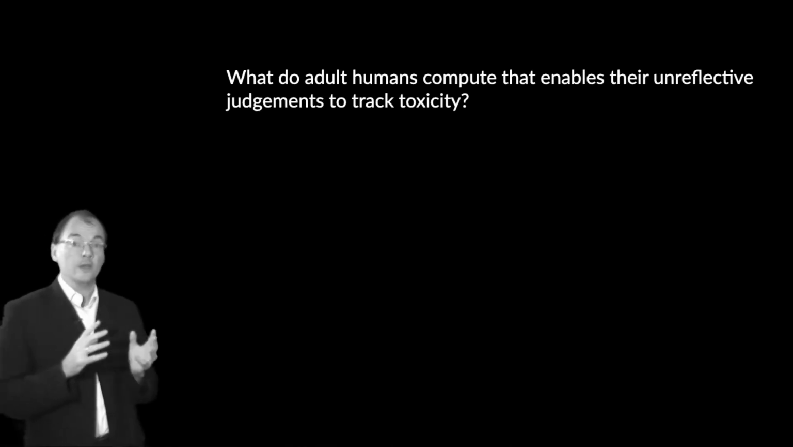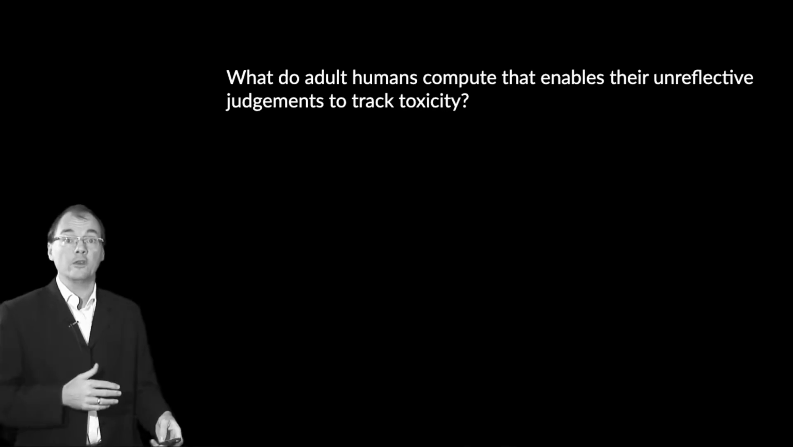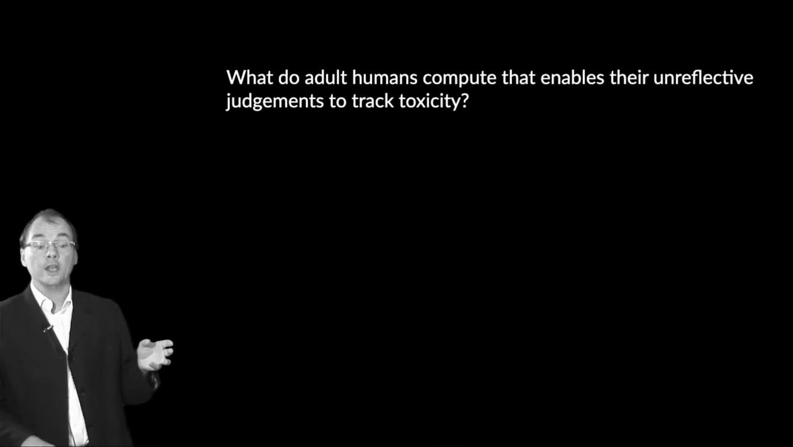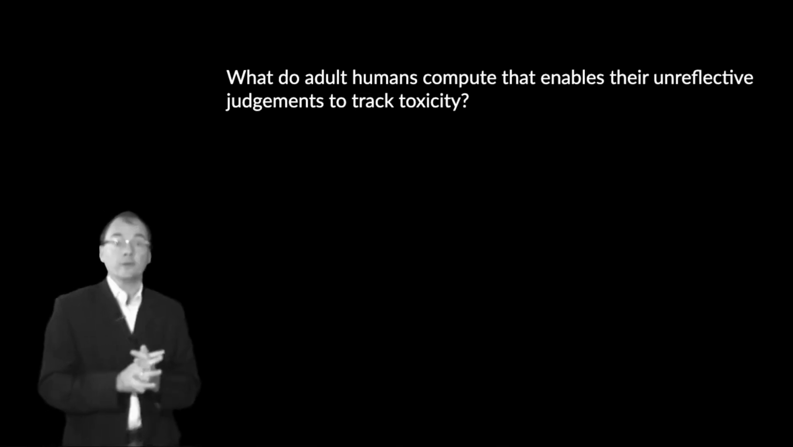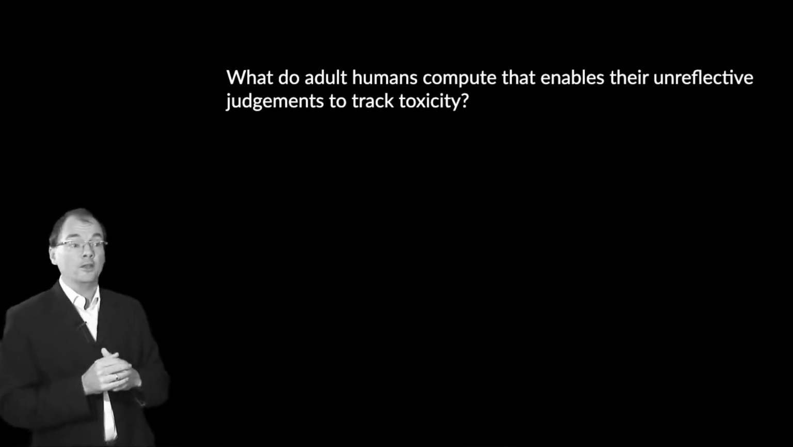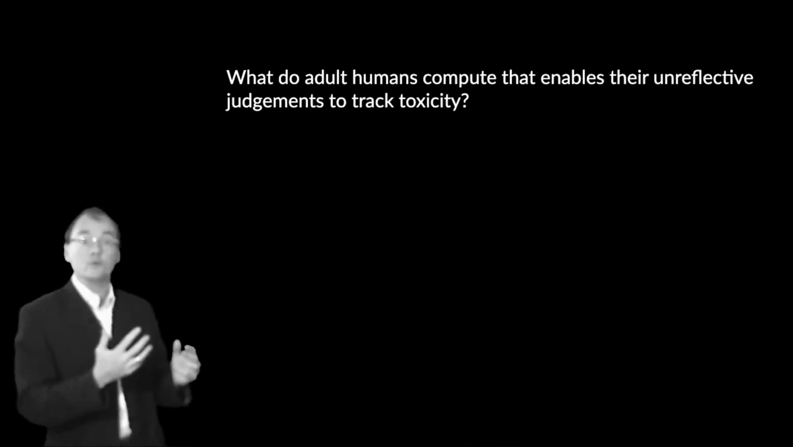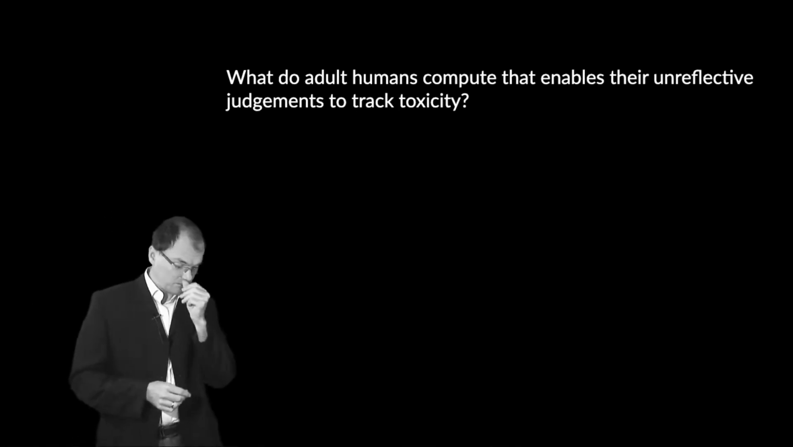Now, this can be quite tricky to understand, so I want to give you a second example. Here's a question involving humans now, not motion detectors. What do humans compute that enables their unreflective judgments to track toxicity? So there you are, and you've signed up for some awful reality TV program in a moment of weakness, a terrible decision, and you've ended up in this strange environment. You've got no idea where you are, and what you've got with you are some clothes that you're wearing, and that's it. And you're hungry.